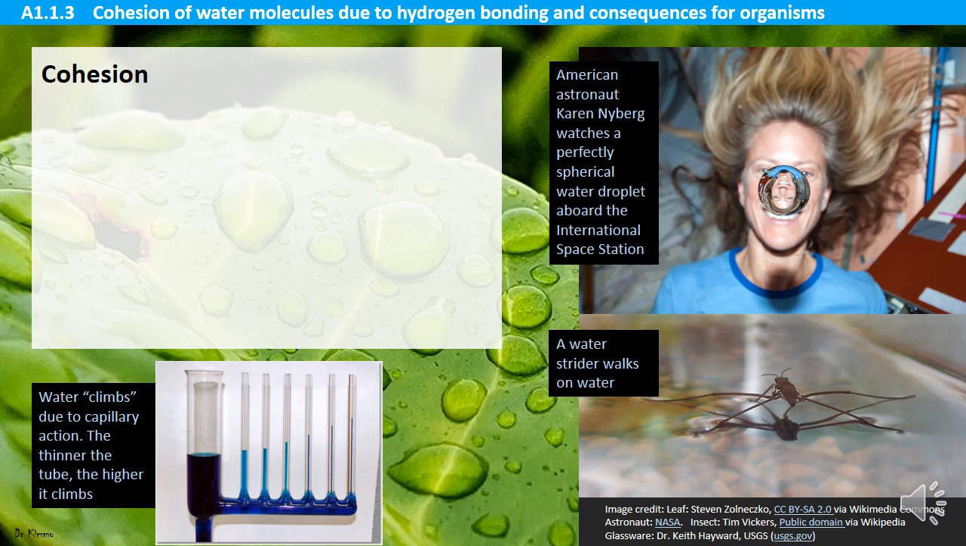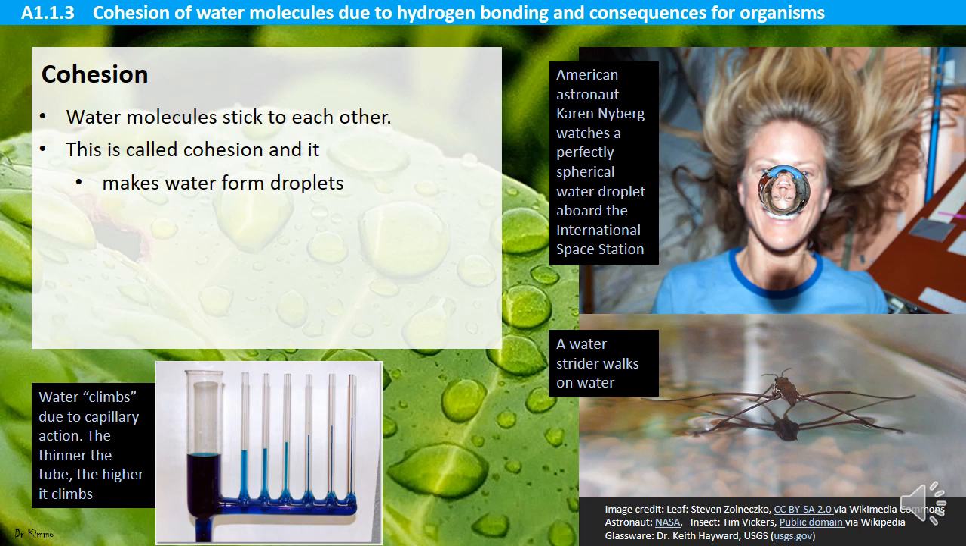Cohesion. You've probably noticed that water molecules stick to each other. For example, look at the leaf in the background. This is called cohesion, and it makes water form droplets. It causes surface tension, which allows some insects to walk on water, like the one on the bottom right here.